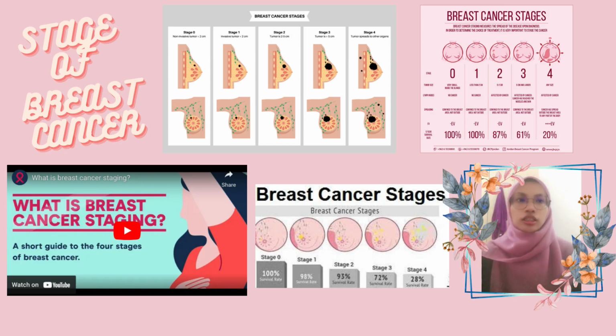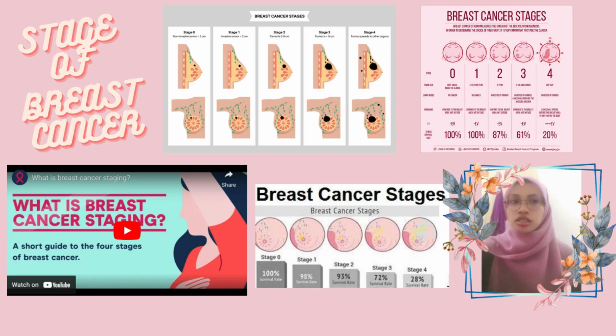Stage 2, the cancerous cells have formed a tumor or tumors. The tumor is either smaller than 2 cm across and has spread to underarm lymph nodes, or larger than 5 cm across but hasn't spread to underarm lymph nodes. Tumors at this stage can measure anywhere between 2 and 5 cm across and may or may not affect the nearby lymph nodes.